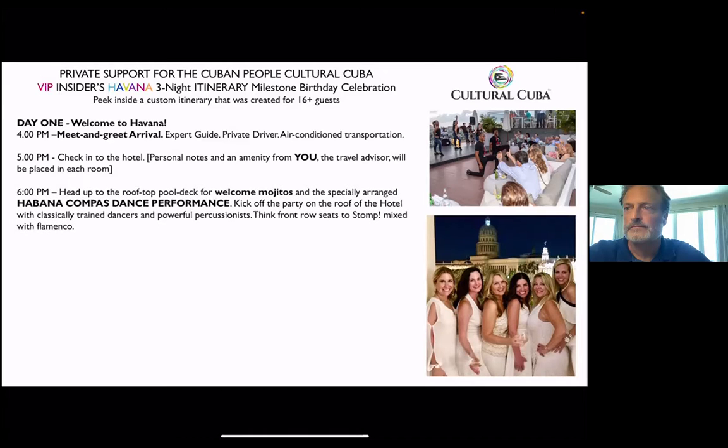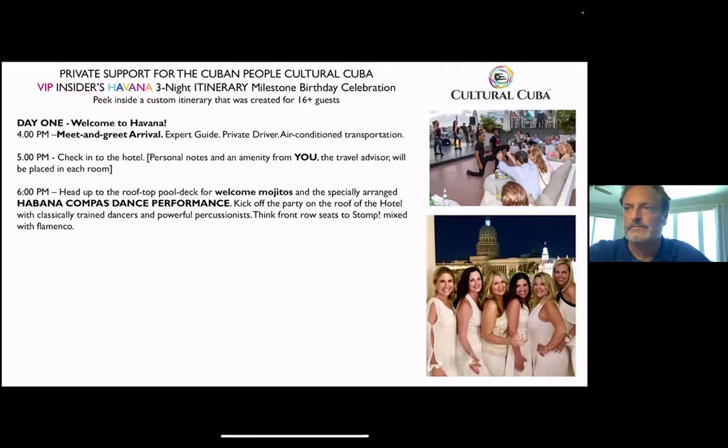They get to the hotel, the check-in's already all set up. This isn't one of these things where anybody has to go to a front desk, that sort of thing. Everything is already arranged. Their rooms are all set for them. Literally the first thing they do, head right up to the rooftop pool deck. We have an intro party with mojitos set up for them, a completely private area roped off.